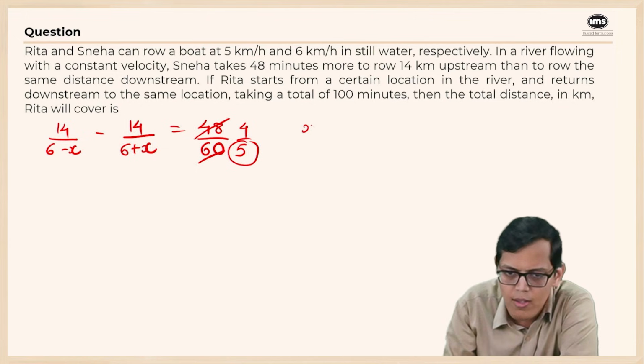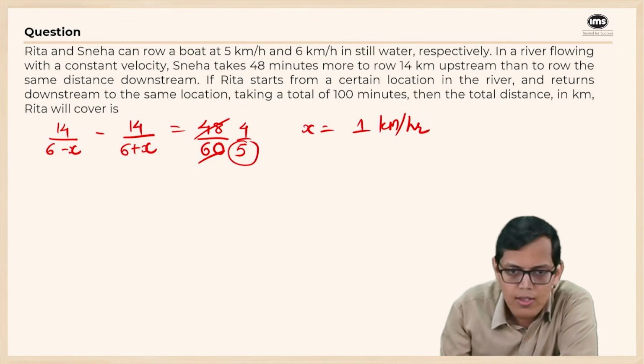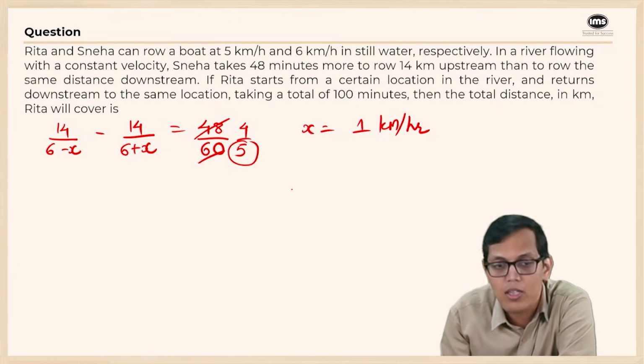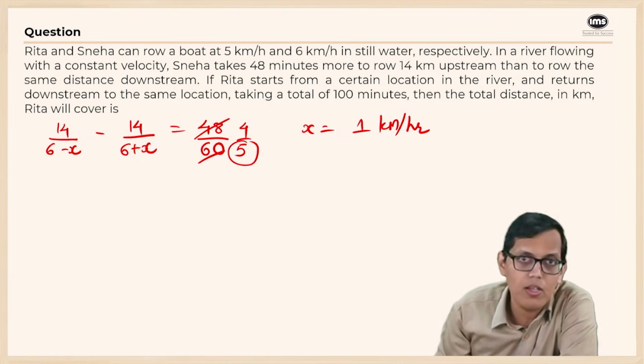Here it is going to be x equal to 1 kilometer per hour. That's the speed of the river here. It's flowing at a constant velocity. That velocity is 1 kilometer per hour.